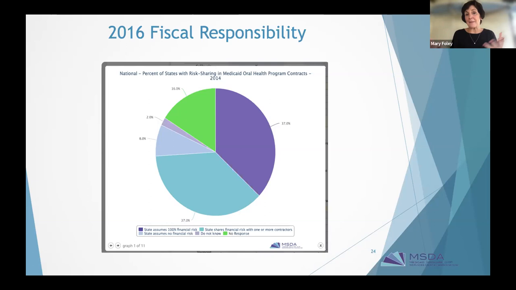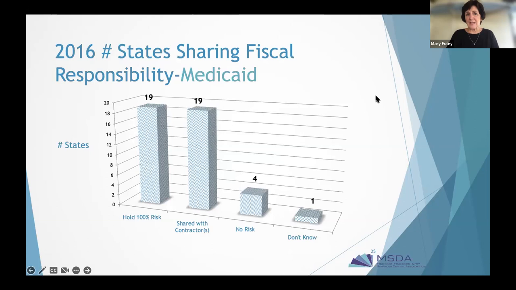Again, this is another slide that basically shows how states were sharing fiscal responsibility with vendors at this time. And again, I'll tell you the reason why we don't have updated data here is because when the pandemic hit, states were just overwhelmed with other responsibilities. You can imagine how long it takes them to fill out these questionnaires and send this data to us. We're now in the process of updating this data. So next time we do this, Gina, we'll have more updated data. But you get an idea, right?